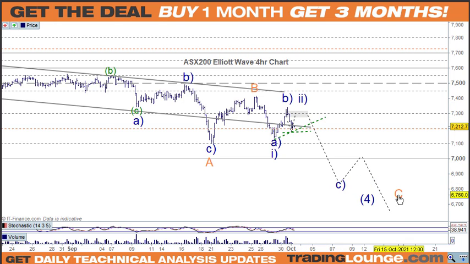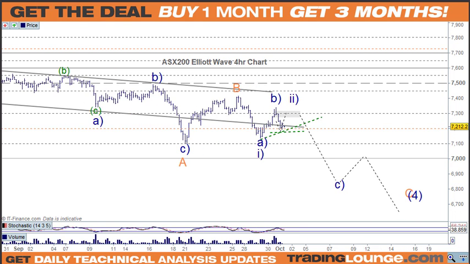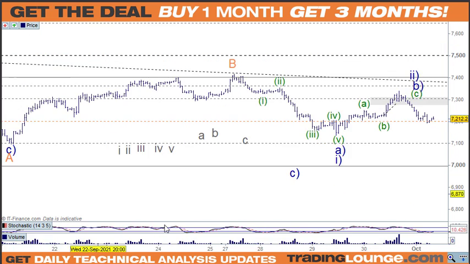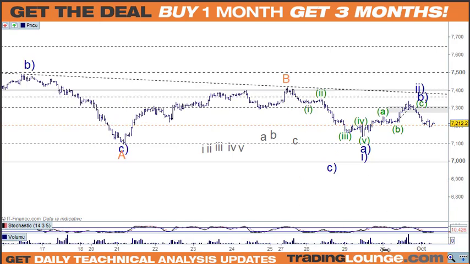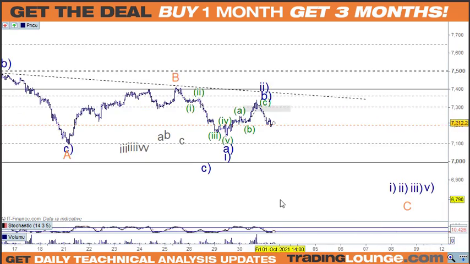So, which one will it be? Probably in 3 waves, but we'll be a little open-minded about it. The main point is that we want to capture this trend to the downside here. On the 1 hour chart, let me just get this sorted here a little bit.